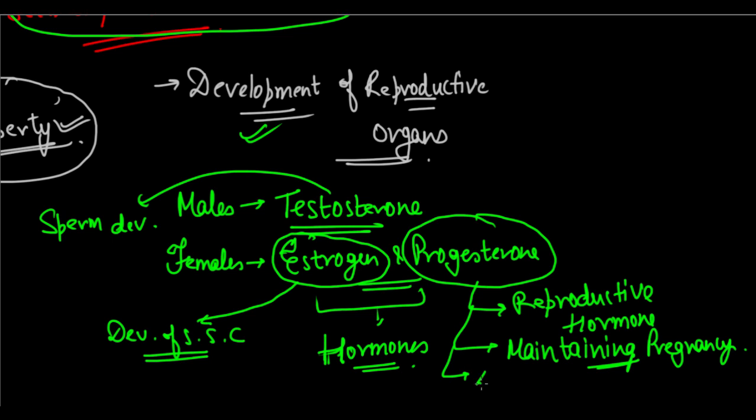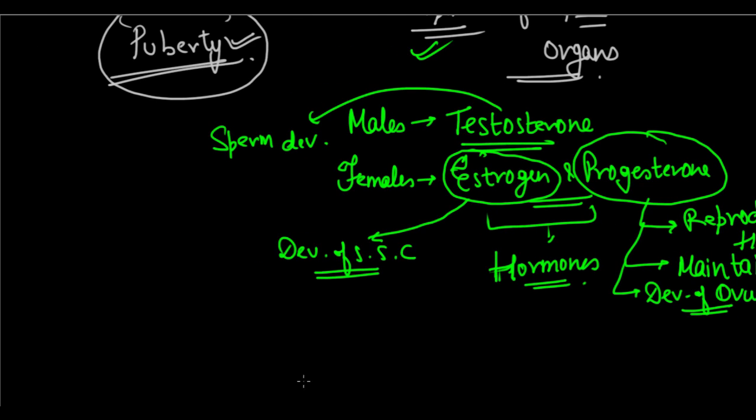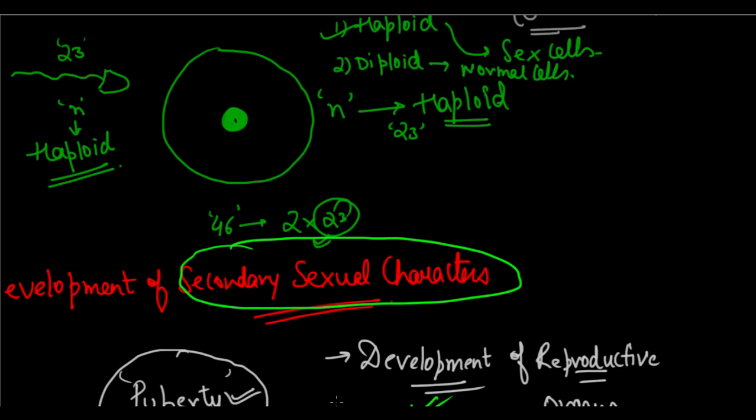It also helps in development of ovum, that is, maturation of ovum, because when a girl is born, there are actually ova in her ovaries, but they are immature. Over the years, due to the action of progesterone, these ova develop, and when puberty strikes, they finally mature and begin releasing, right? We'll talk about all that. So this is how the development of the gametes takes place in human beings.